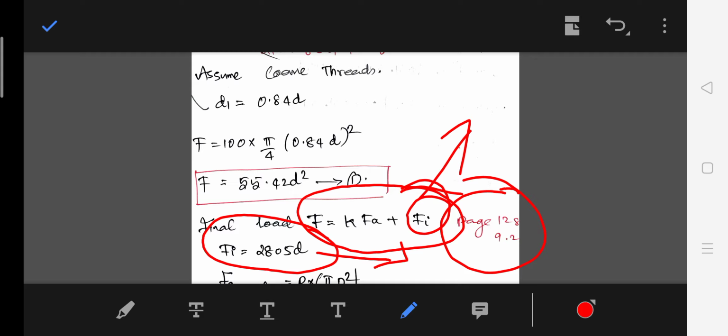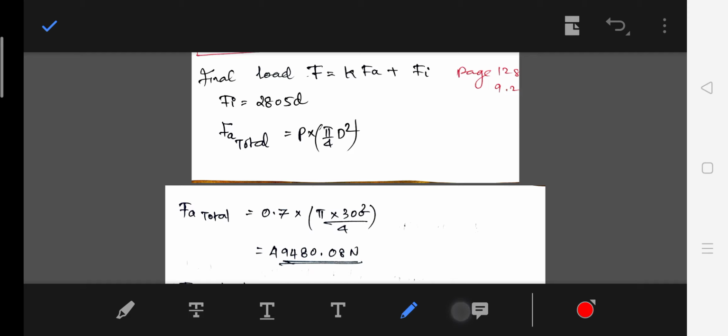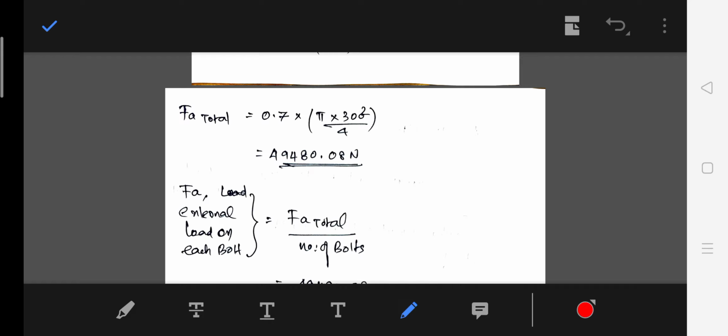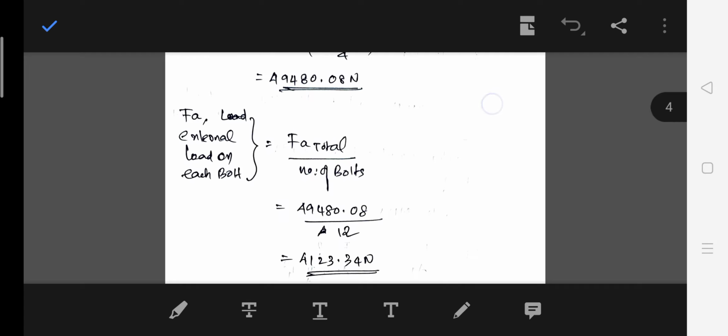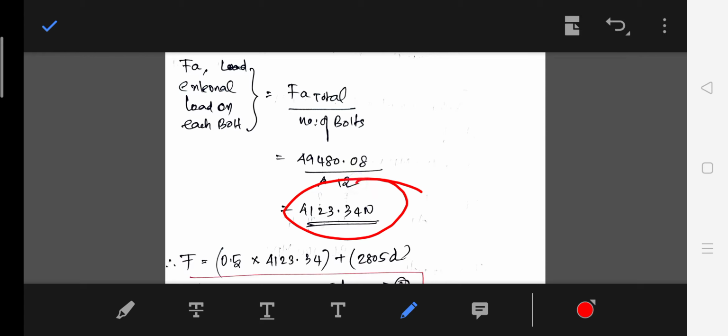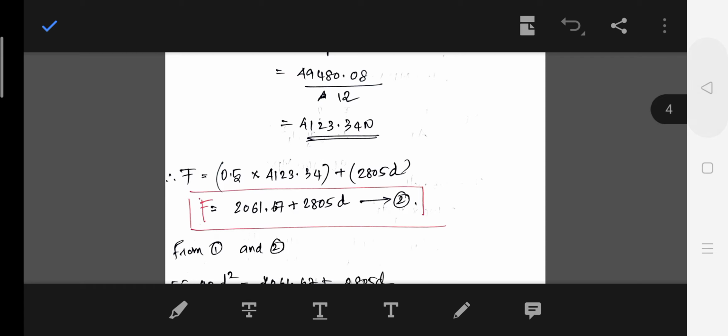Now we need to find K. We know it is a copper gasket. To find Fa, we need the total external force, which is pressure into area. So we get the total external force. Now we need to find Fa, the external load on each bolt: the total external force divided by the number of bolts. On calculation, we get Fa like this. So we calculate the total force, and that is equation number 2. What is equation number 1?